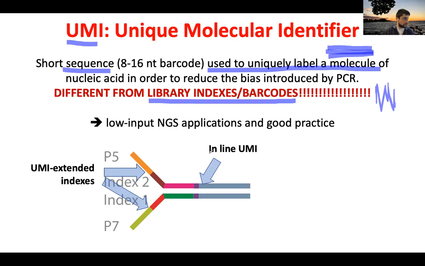The UMIs are usually found either in line, next to the ligation boundary between adapters and your fragment, or next to the indices. But again, I just want to make sure that you understand the difference between UMI and the library indices and barcodes. Library indices and barcodes tag all the molecules from one library with the same sequence. UMI will tag each molecule coming from the same library with a different sequence.